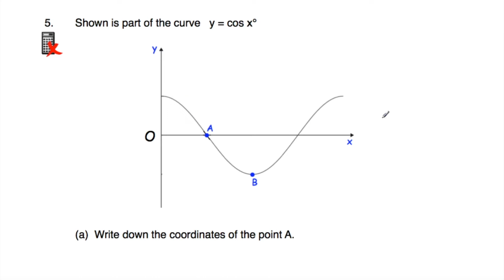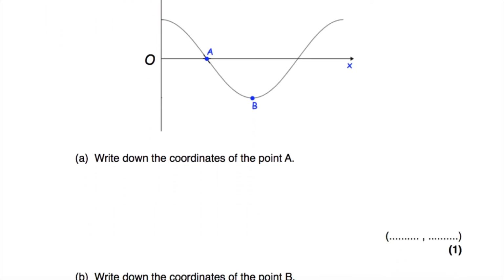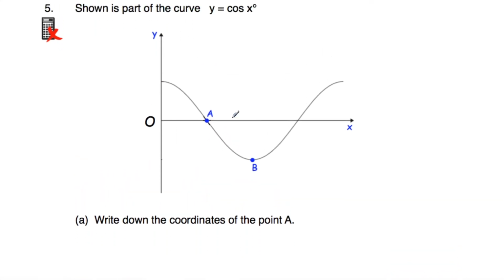Okay, so here we've been asked to write down the coordinates of the point A and the coordinates of the point B. So in terms of the cosine graph, we know it goes between 1 and -1. We know that it has a height of 1 at 0 degrees, so it has a height of 0 at 90 degrees. So the coordinates to this point will be 90, 0.